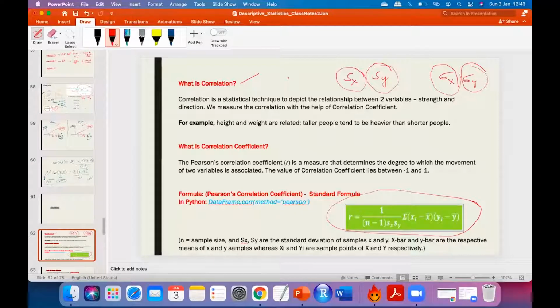Now, if someone asks you about correlation, would you be able to tell what correlation is? This is the keyword: strength and direction. And how do we measure correlation? With the help of the correlation coefficient. And what is the correlation coefficient? We are coming to that next. But till now, is this clear?